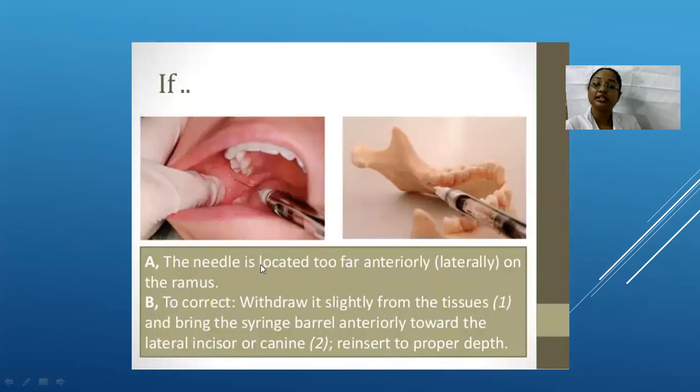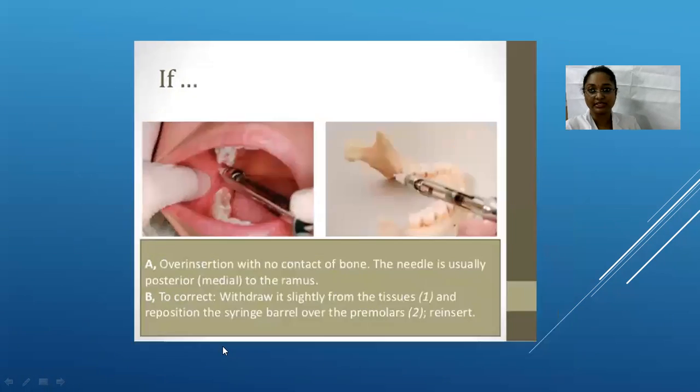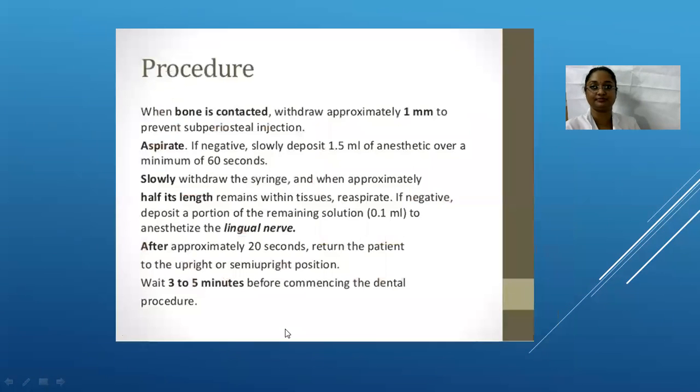If the needle is located too far anteriorly, then also withdraw the needle from the tissues and bring the syringe barrel anteriorly toward the lateral incisor or canine, usually from between the premolars, and reinsert to the proper depth. If there is over insertion and no bone is contacted, also withdraw the needle from the tissues, reposition the syringe barrel over the premolars, and then reinsert.